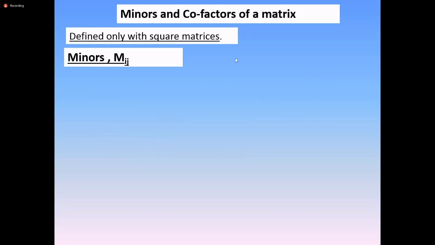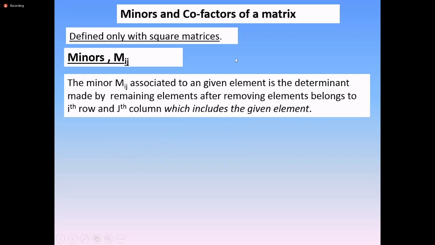Now we can go to the slide here. The minor Mij, ith row, jth column, associated with an element is the determinant made by the remaining elements after removing the elements belonging to the ith row and jth column, which include the given element. After removing that row and that column, the other elements make a square matrix and also a determinant.